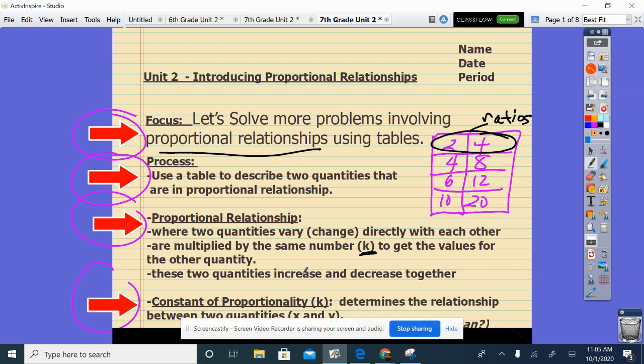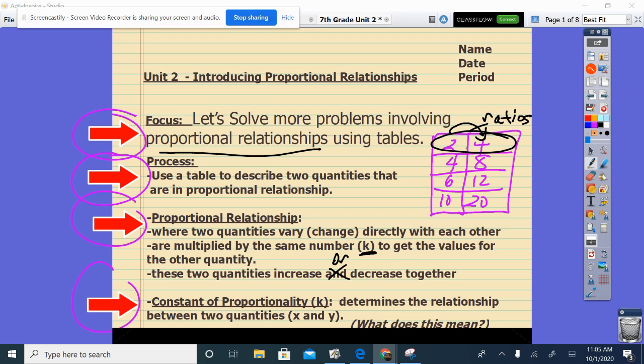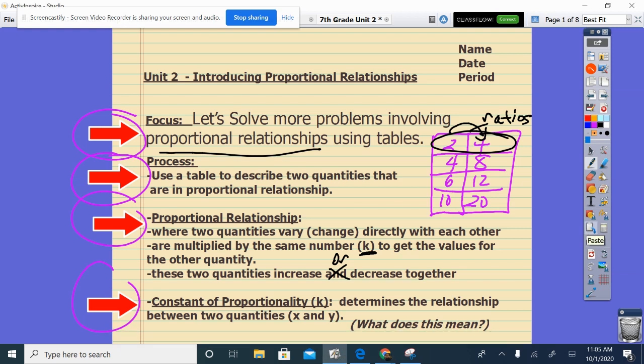These quantities can increase or decrease together. As you'll see in this table, when we went from here to here, they increased. We'll also be talking today about the constant of proportionality, or K. I'll refer to it as K, or the constant. It determines the relationship between the two quantities, X and Y. Well, what does this mean? Let's find out.